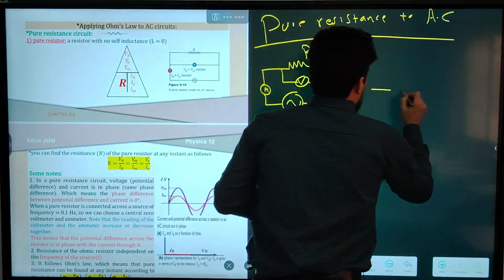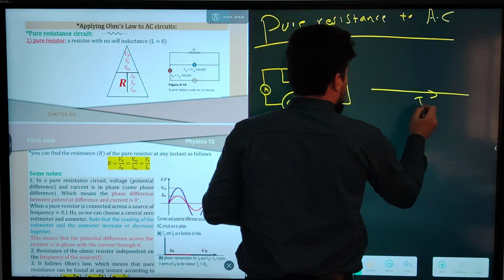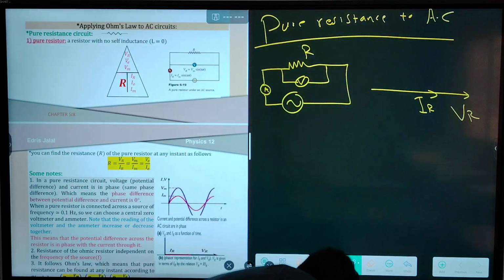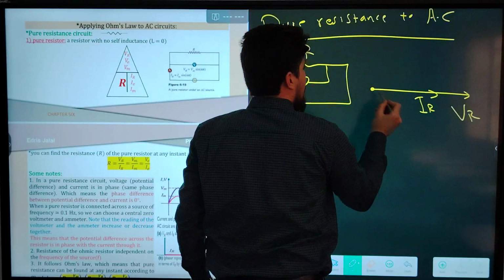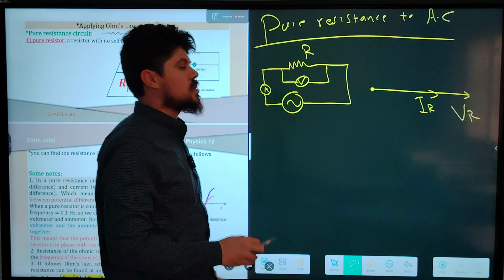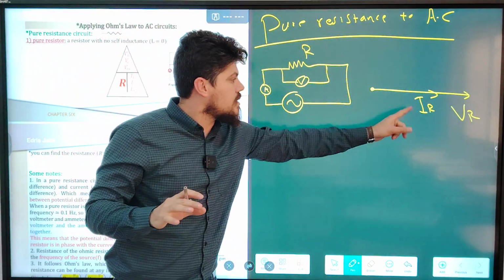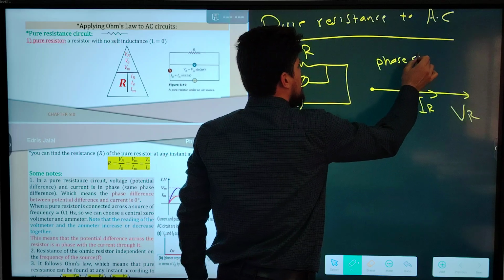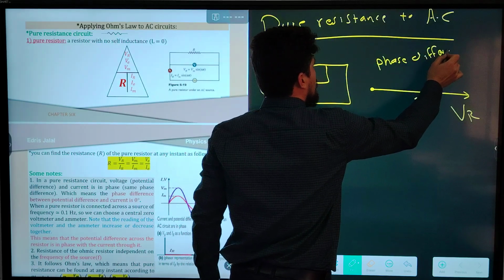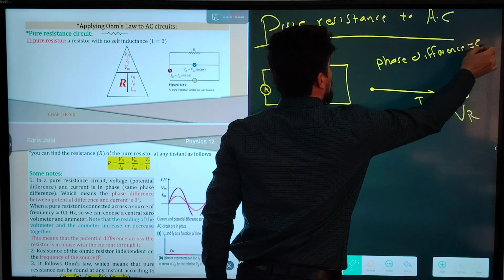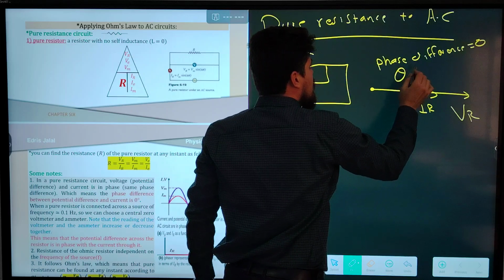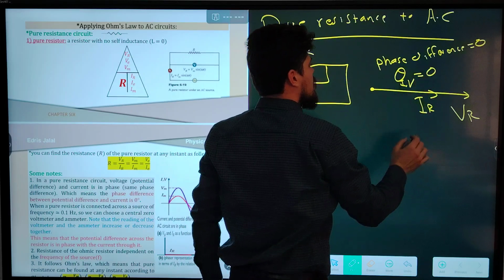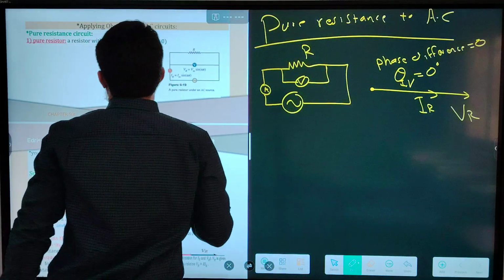Assume that this is current across the resistor and potential difference across the resistor. Both of them are in phase, and the phase difference between current and potential difference is zero. The phase difference is equal to 0. So the angle between I and potential difference is equal to 0.